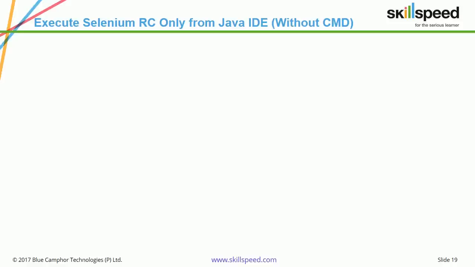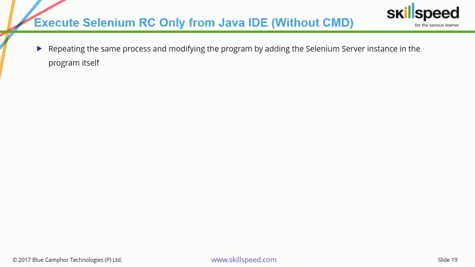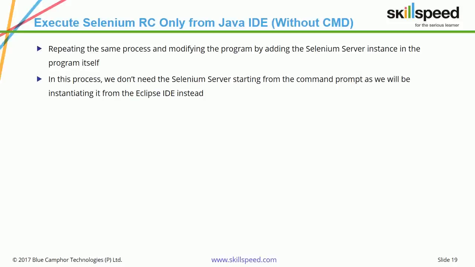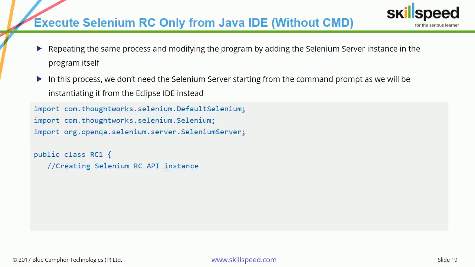The next and the final topic in this lesson is executing the Selenium RC script only from the Eclipse IDE without using the command prompt at all. By repeating the same process and modifying the program that we have just seen, by adding the Selenium server instance in the program itself, we can do the execution of Selenium RC script from the Eclipse IDE. In this process, we don't need the Selenium server starting from the command prompt, as we will be instantiating it from the Eclipse IDE instead of starting it from the command prompt.